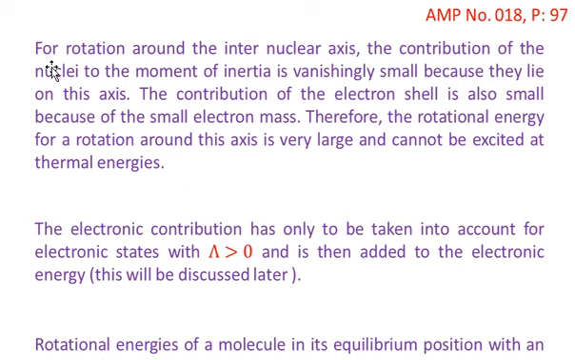So let me read this paragraph once again. For rotation around the internuclear axis, the contribution of the nuclei to the moment of inertia is vanishingly small because they lie on this axis. The contribution of the electron shell is also small because of the small electron mass. Therefore, the rotational energy for a rotation around this axis is very large and cannot be excited at thermal energies.